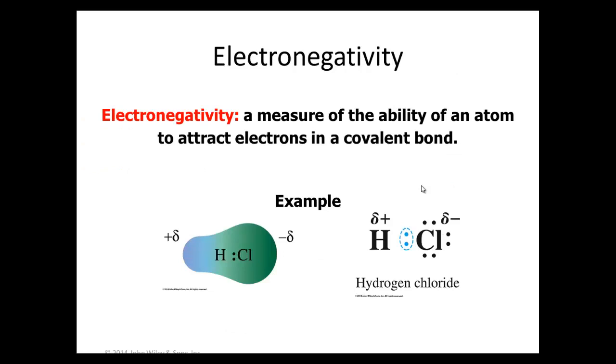Electronegativity is a measure of the ability of an atom to attract electrons in a covalent bond. Another way to think of it is an atom that likes to take all the electrons. It's an electron hog. So if you were to look at hydrogen chloride, chlorine likes electrons much more than hydrogen. So it's going to have a partial negative charge. Notice it's not a negative charge, it's a partial negative. And the hydrogen would then have a partial positive, just because there's a larger electron cloud around chlorine.